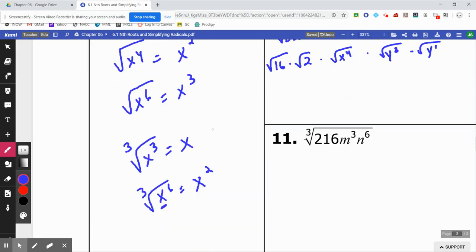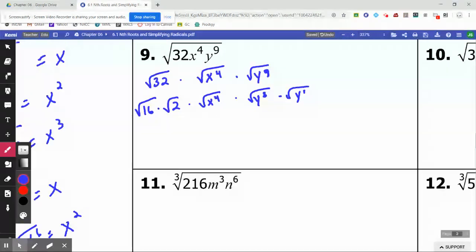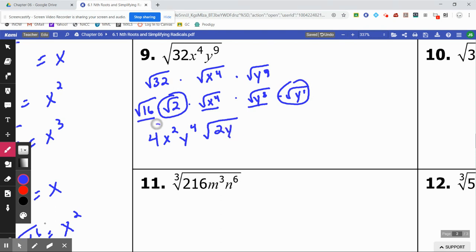Everything that you know the square root of there, let's go ahead and simplify. I know the square root of 16. That's 4. I know the square root of x to the fourth, that's x to the second. I know the square root of y to the eighth, that's y to the fourth. The things I don't know the square root of, they stay. I didn't know the square root of 2, and I did not know the square root of y to the first. So those two things stay underneath there, and there's your answer.